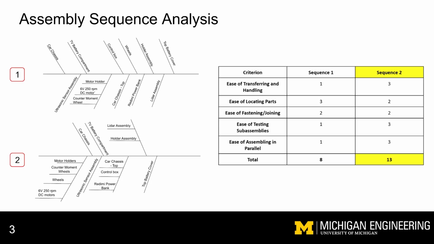In the second process, we start from the middle, forming a subassembly of the motor and surrounding parts with the wheels, then attaching the subassemblies above and below from there. Assembly sequence 2 is preferred to assembly sequence 1 because it is easier to transfer, handle, and locate parts, and easier to test and assemble subassemblies in parallel, getting an overall score of 13 compared to sequence 1, which had an overall score of 8.